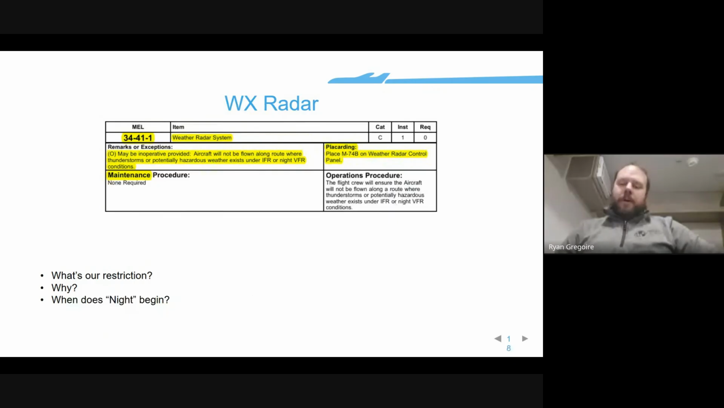Weather radar. Here's another fun one. MEL 34-41-1, weather radar system. What is our restriction?